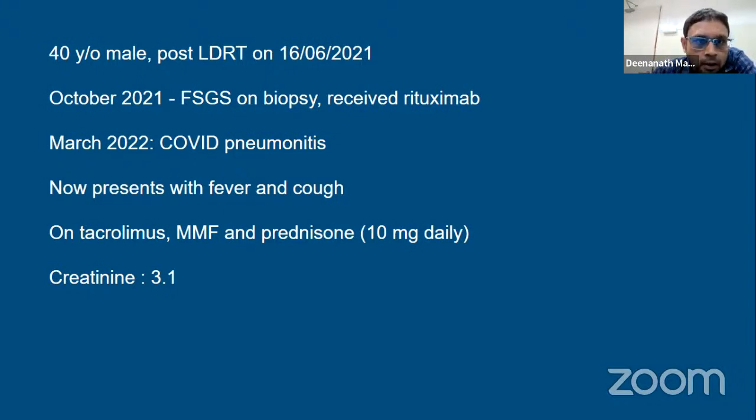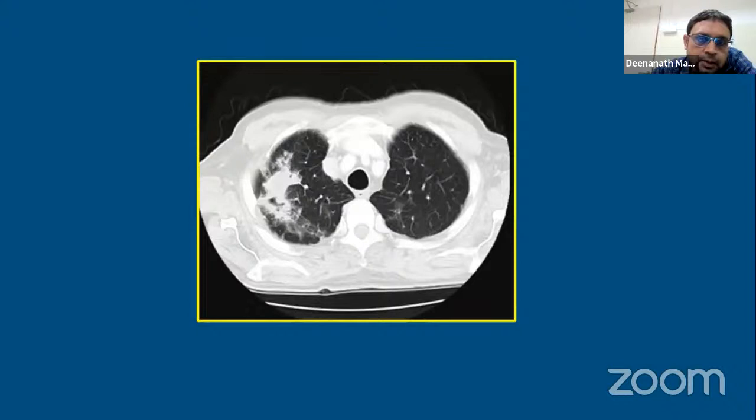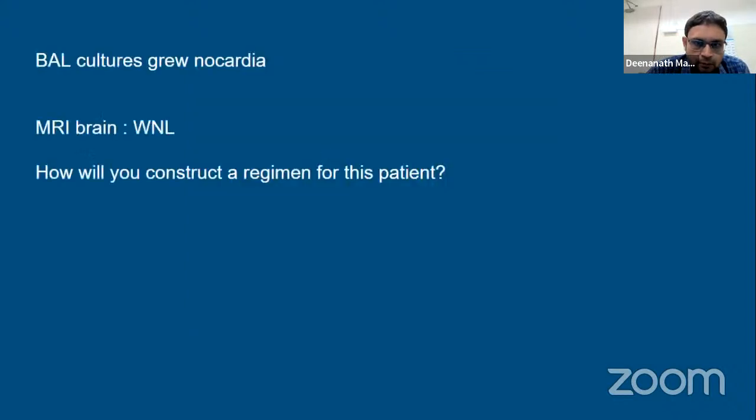So remember, he had evidence of FSGS on his biopsy for which he had received rituximab. So his new baseline was around 3. Now, this is the kind of radiographic picture that he comes with. Again, when I look at this picture, I'm worried about similar differentials that we went through in the first case. So I'm worried about molds. I'm worried about TB, maybe PTLD in the right kind of setting, cryptococcus, other fungal infections.